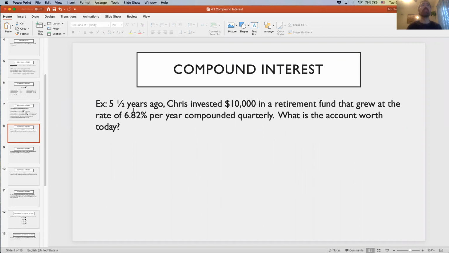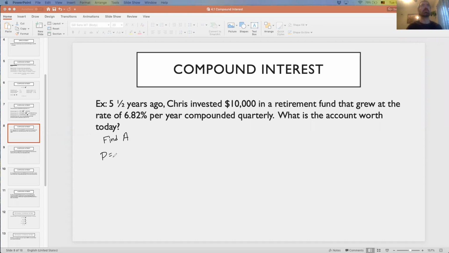All right, so 5.5 years ago, Chris invested $10,000 in a retirement fund that grew at the rate of 6.82% per year compounded quarterly. And what we want to determine is how much is the account worth today? In other words, we want to know the accumulated amount. How much is it worth today, the accumulated amount.